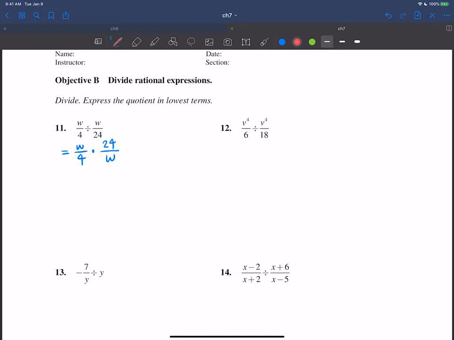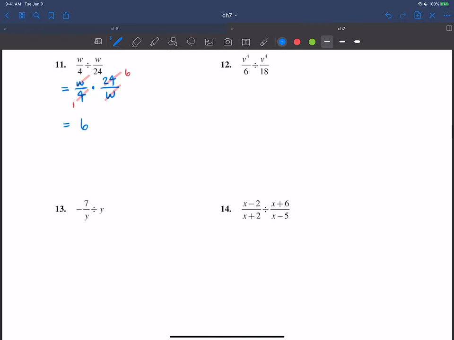Your goal is to simplify as much as you can before you multiply, so you're going to cross out the common factors from the top and the bottom. We do have w and w, cross them out. As for the 4 and 24, they have a common factor of 4, so I divide 4 by 4, that's a 1, divide 24 by 4, that is 6. So you basically have a 6 on the top, a 1 on the bottom. And the answer will simply be 6.